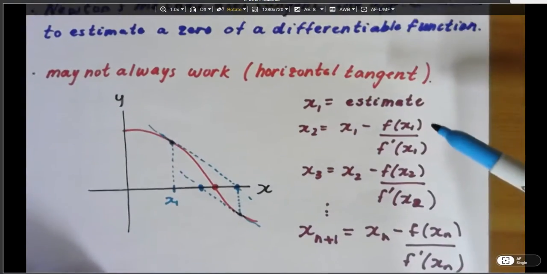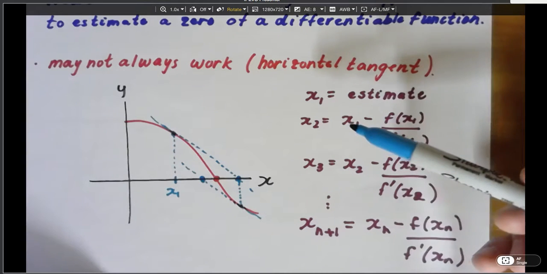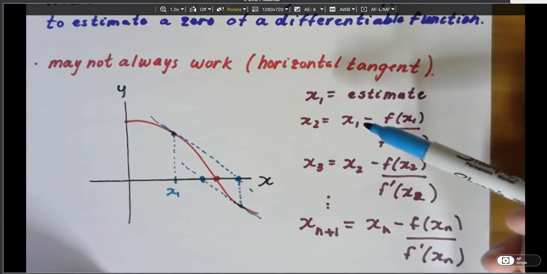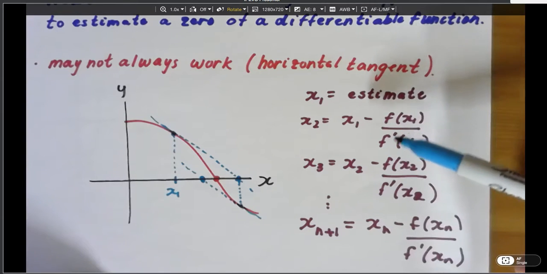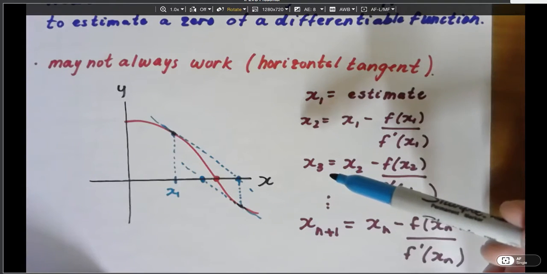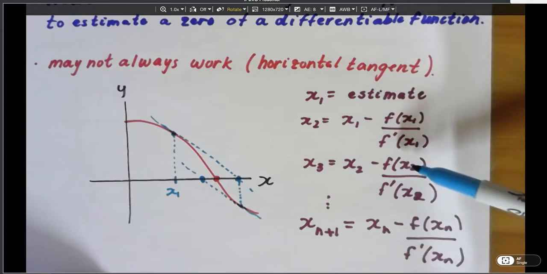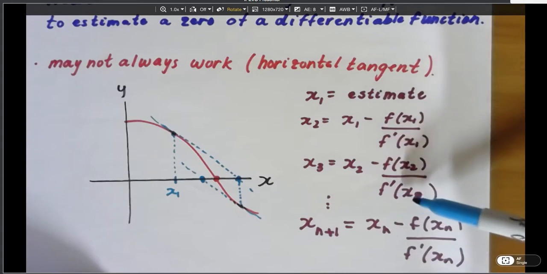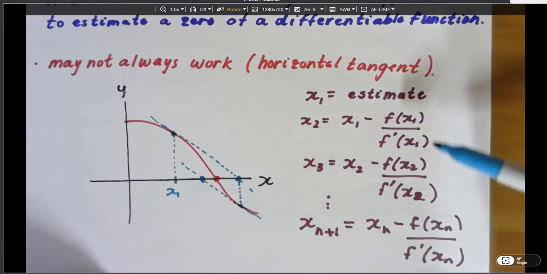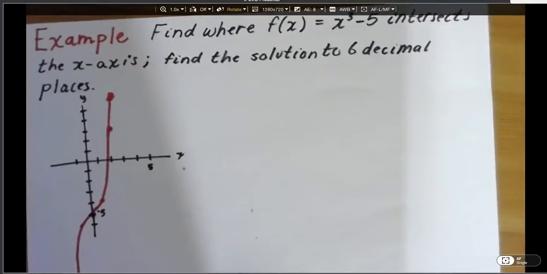So how you do this mathematically is you have your estimate. You want to pick one that's pretty close to what you think the critical value is. To find x sub 2, you take your x sub 1 value and subtract from that f of x sub 1 divided by f prime of x sub 1. Once you get that answer, the third iteration is taking your answer from the step above and subtracting off f of x sub 2 divided by f prime of x sub 2, and so on and so forth. So what you need is the function and the derivative. Let's go ahead and look at examples.